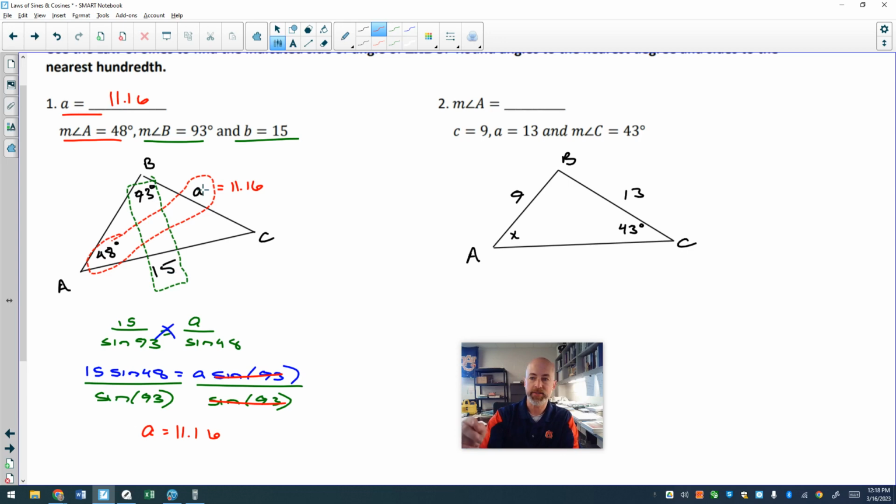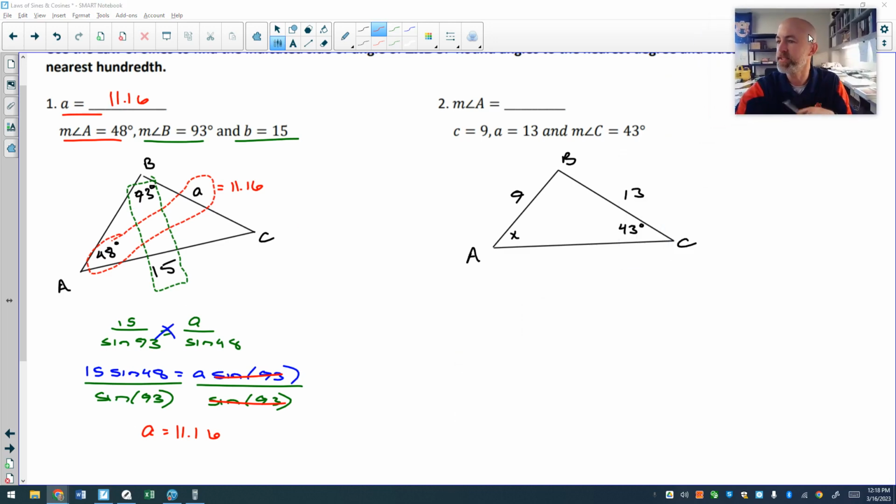If I set this up and I solved for A and I ended up getting something like A equals 19, I immediately know that I'm wrong because it has to be something less than 15. So take a quick second when you're finished with these problems and just confirm that the side lengths or the angles that you're finding are at least in the correct order as far as least to greatest.